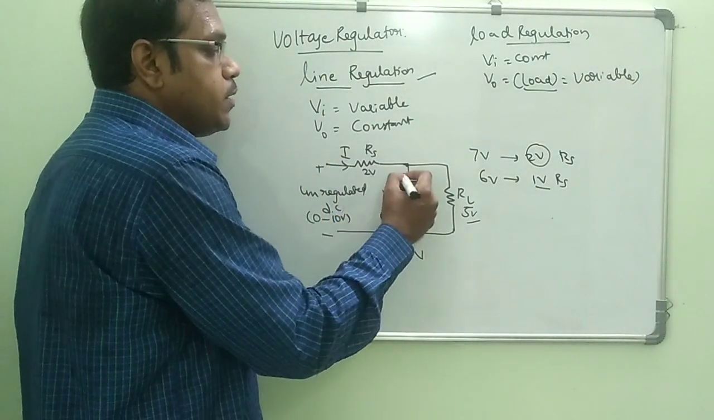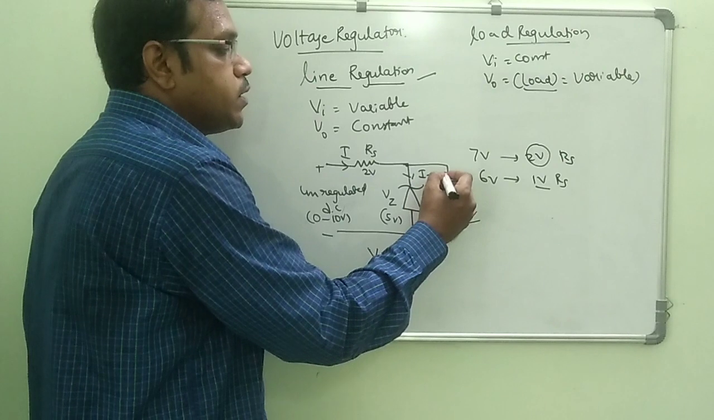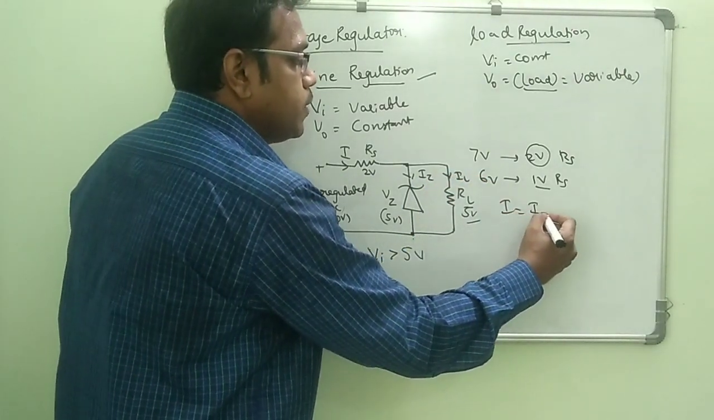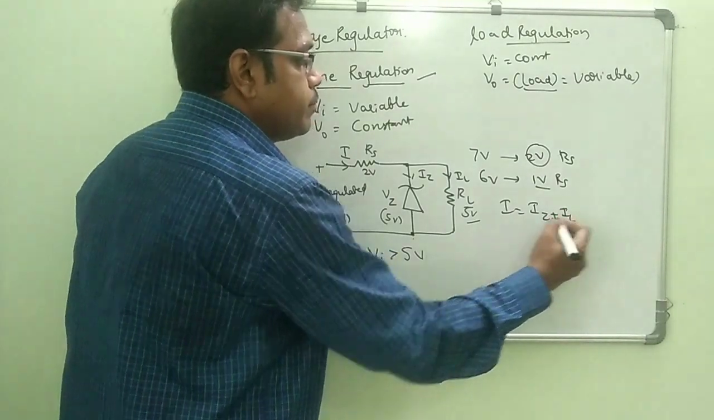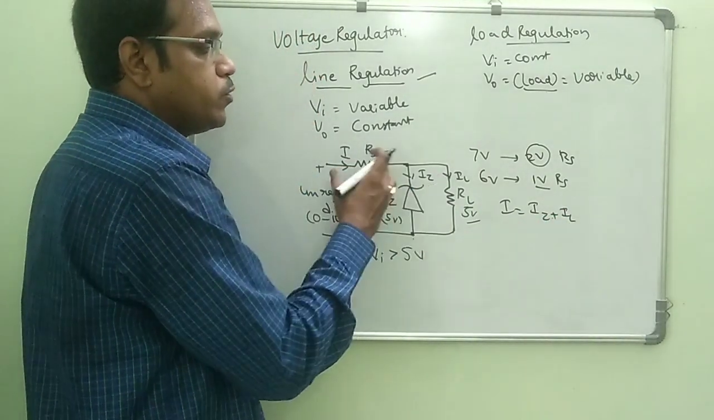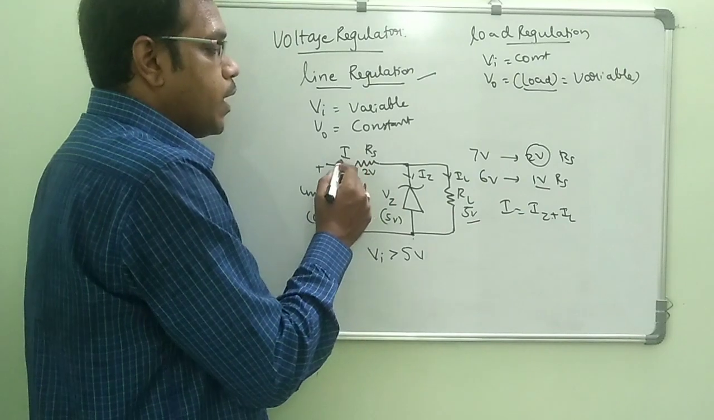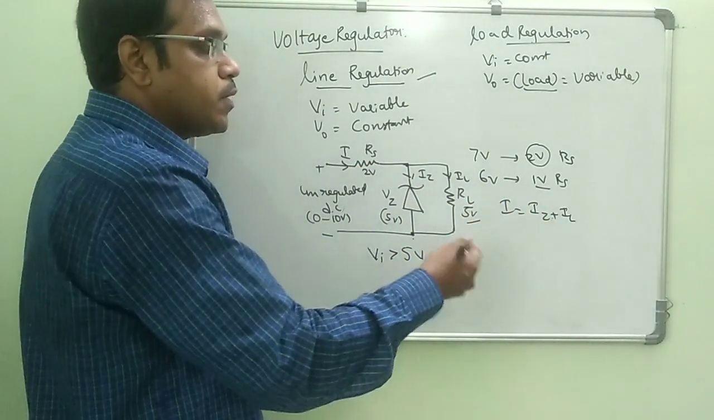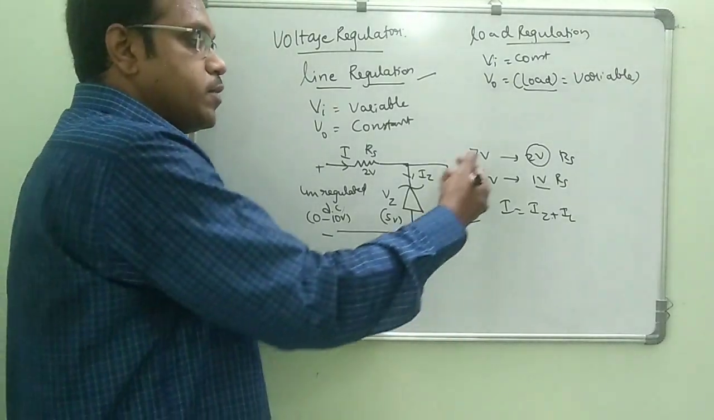When the current I comes here, the current is divided, as it is a parallel combination. So I is equal to IZ plus IL. By Kirchhoff's current law, the current coming in is I and the current going out is IZ plus IL. So sometimes they ask for IZ, sometimes they ask for I, and sometimes they ask for IL.